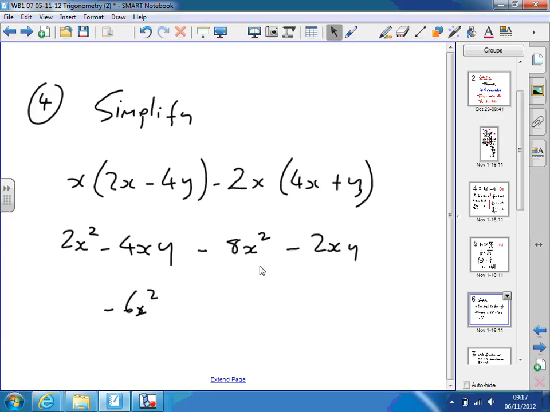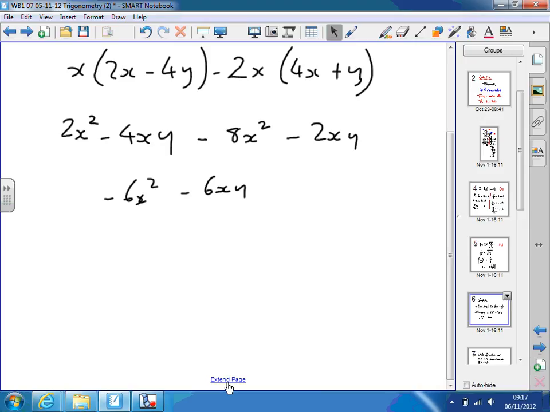Minus 6 lots of x squared. Minus 4xy minus 2xy: minus 4 minus another 2 is minus 6, so minus 6xy. Then that's certainly simplified. This expression looks a lot more straightforward than this top one here, but we can go a step further, and that's to factorise, because x is common to both of these terms, and so is minus 6. So I can take minus 6x outside the bracket.